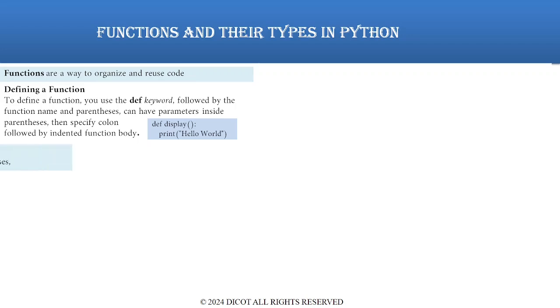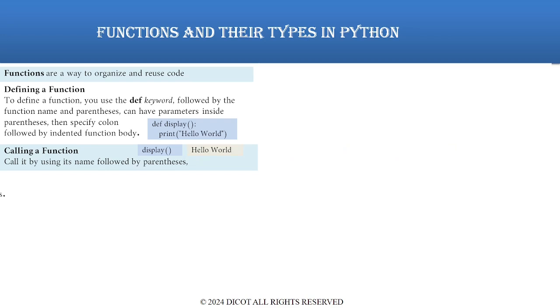Next, calling a function. Once you have defined a function, you can call it by using its name followed by parentheses. User-defined function display is invoked here. In this case there are no parameters. The output in this case is hello world.